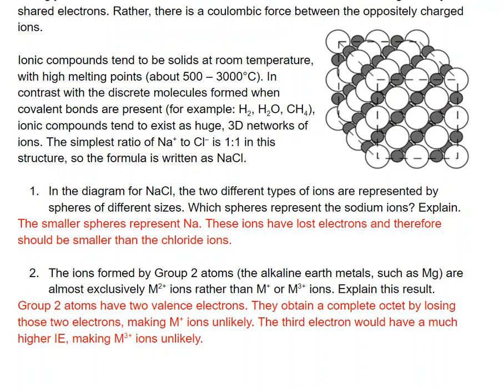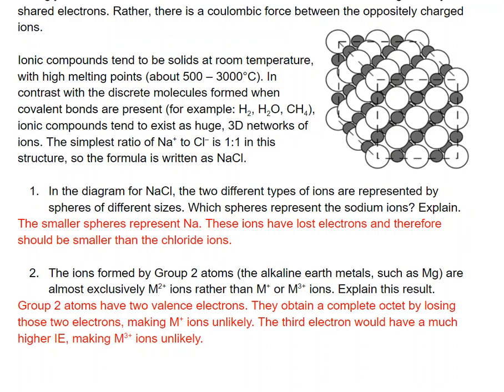So the ions formed by group 2 atoms, that's like magnesium, calcium, are almost exclusively +2 rather than +1 or +3. So explain why. So everything in group 2 has 2 valence electrons, and they obtain a complete octet by losing both of those electrons. So M+ ions are pretty unlikely.